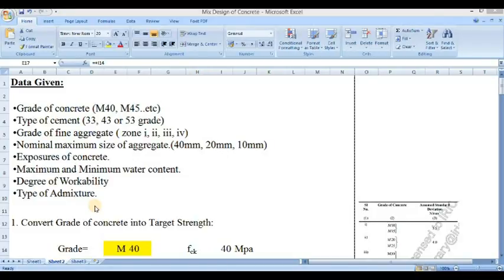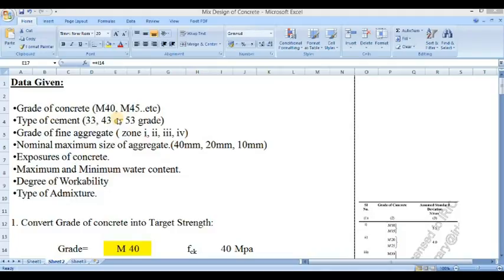In this video, I will discuss the mixed design procedure as per IS 10262-2019. That means as per the latest edition of the Indian standard. In my previous videos, you have already learned the different data which you require for studying your mixed design. So for them, the important ones are listed here. You can read them out. For our case, we have assumed that we will produce M40 concrete.